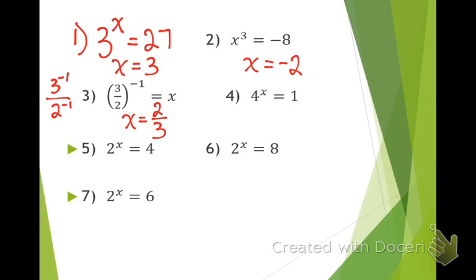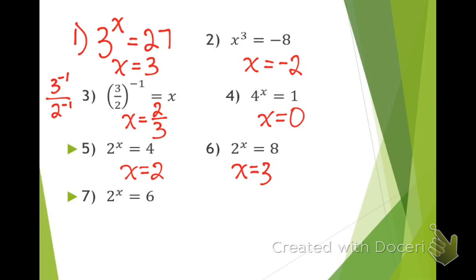Number 4, we've got 4 to some power equals 1. That power would have to be 0. Anything to the 0 power is equal to 1. On number 5, 2 to what power equals 4? The second power. So x would equal 2. On number 6, 2 to what power equals 8? The third power, so x equals 3.